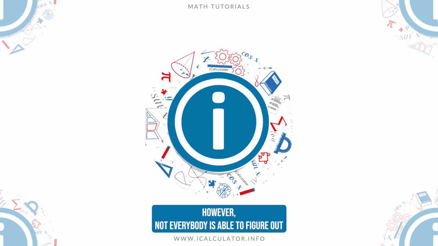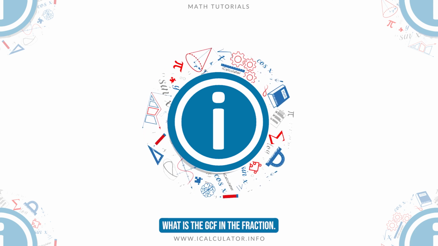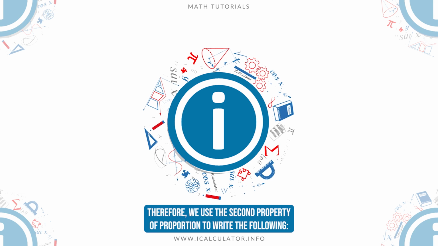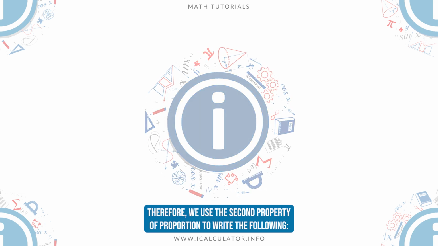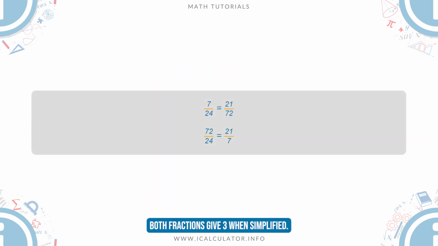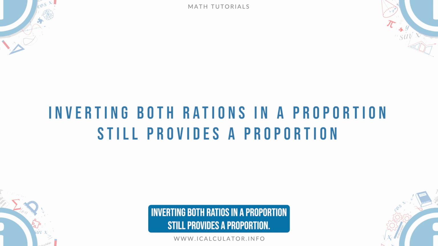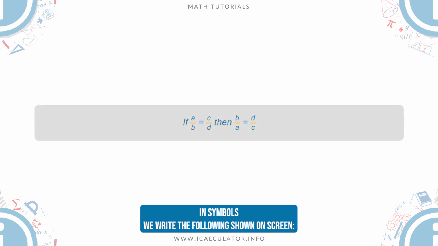However, not everybody is able to figure out what is the GCF in either fraction. Therefore, we use the second property of proportion to write the following. Both fractions give 3 when simplified, so the original proportion is true. Inverting both ratios in a proportion still provides a proportion. In symbols, we write the following shown on screen. This property is particularly useful when the inverted ratios give whole numbers.